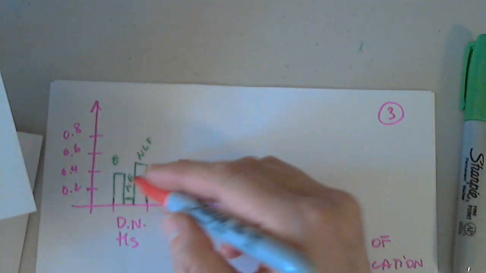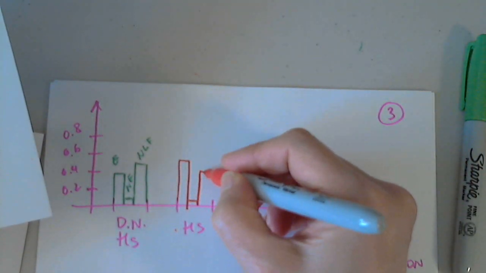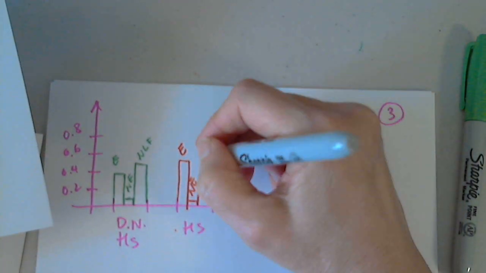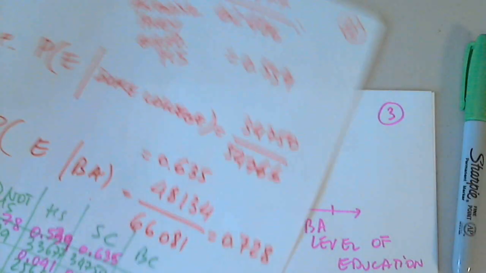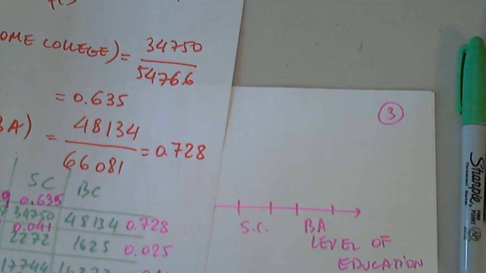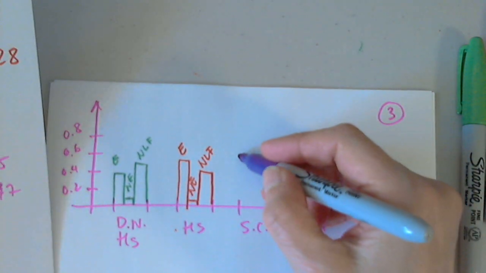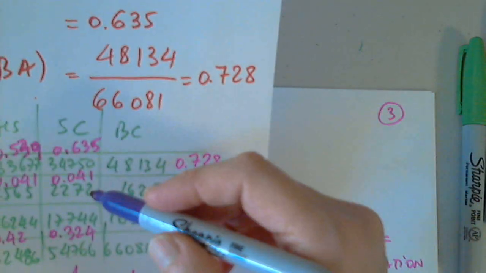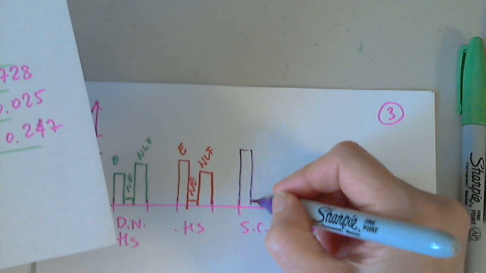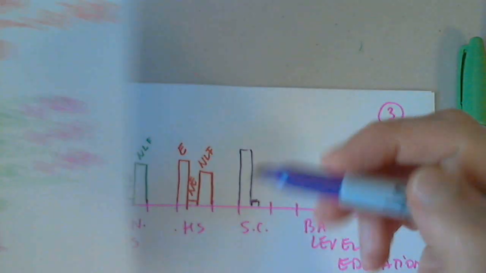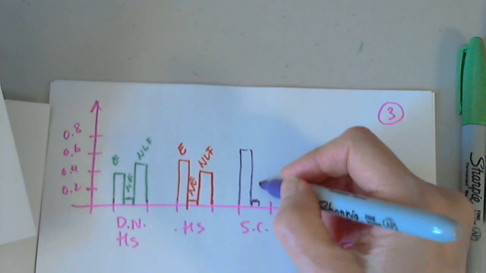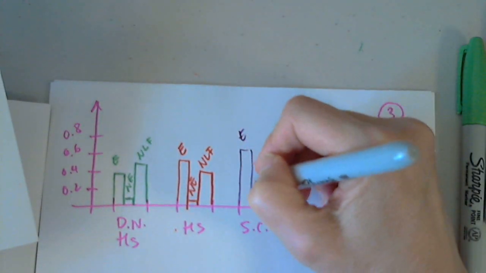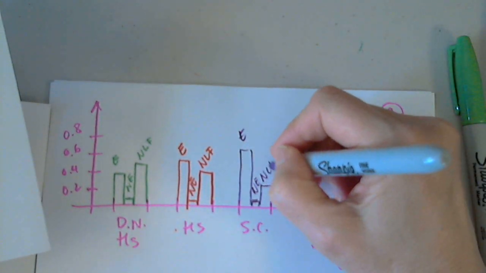4.42, 42%. 42 right here. So again, this is employed, this is not employed, and this is not in the labor force. Moving on to high school, 63%. Same thing, not employed, same height, and then 0.32, so 32%. Again, so this is employed, not employed, and not in the labor force.